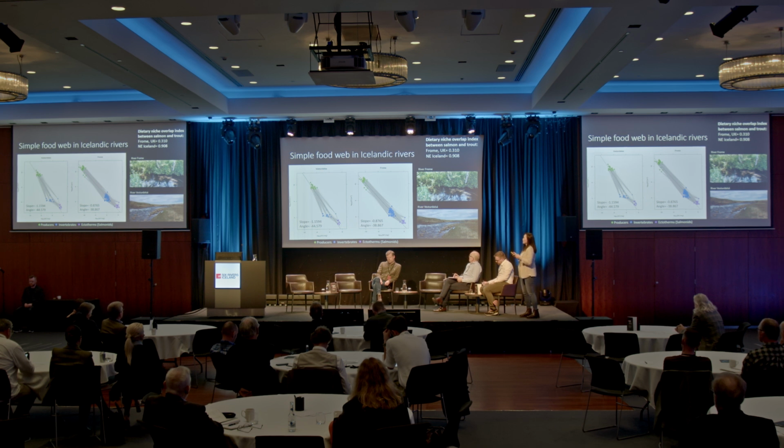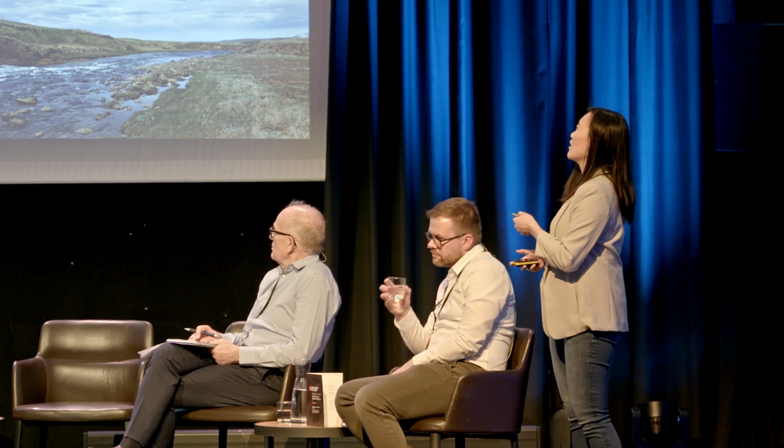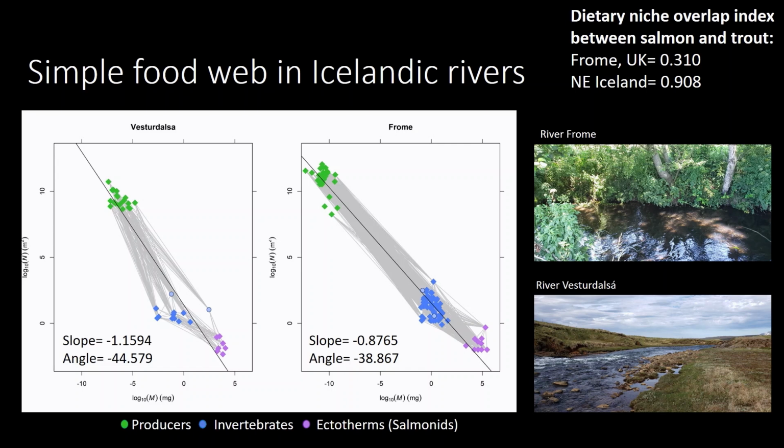Next, we want to put our River Västerdalså in a larger context and compare it with the River Froom that Rasmus has mentioned. And so what we see here are the 2 different rivers. We see that River Västerdalså has a much simpler food web in comparison. It has much less diversity of invertebrates in comparison to the Froom here. And one reason could be that we have very different vegetation types. As you can see, River Froom has much more riparian vegetation in comparison to River Västerdalså.